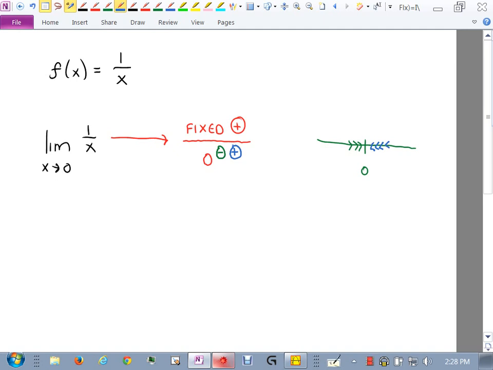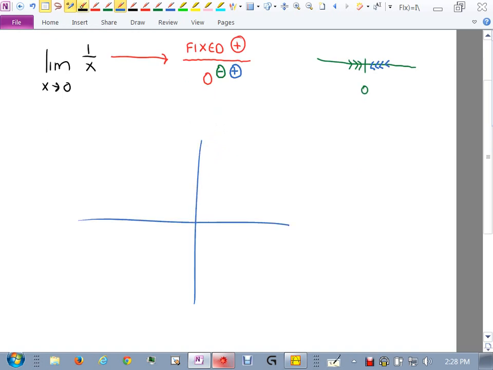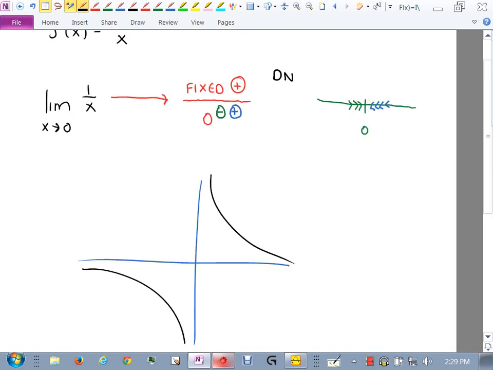Y'all are just like, this was our graph. As we came in from the left, it went to negative infinity. From the right, it went to positive infinity. So since they're different, my answer would be does not exist. What if I had specified in the limit which side? Then yes, you would have been able to give me an answer. You exhausted? I'm starting to feel exhausted.